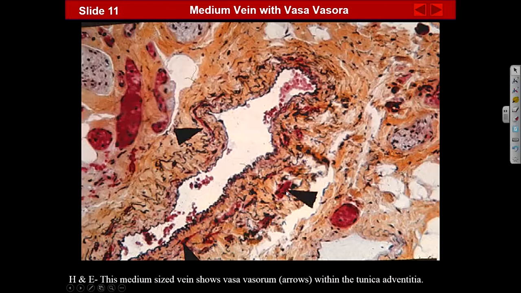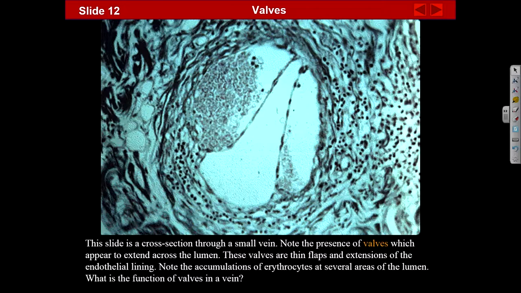Here's a valve, okay? So if I showed you this and asked, is this a lymphatic vessel or is it a vein? The answer would be it's a vein because these are red blood cells. These are all red blood cells here, right? There'd be no red blood cells if it was a lymphatic vessel. And here's the valve of this particular vein.